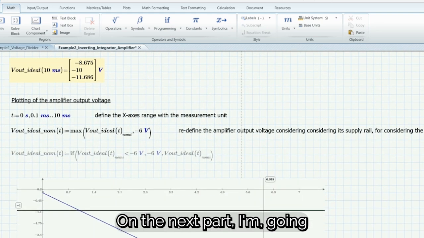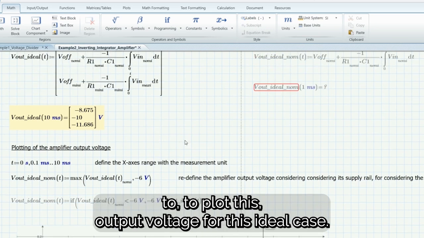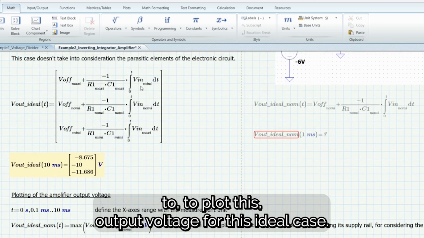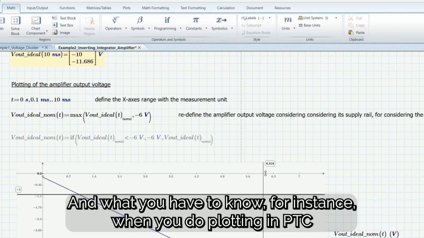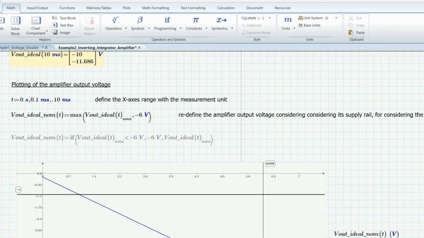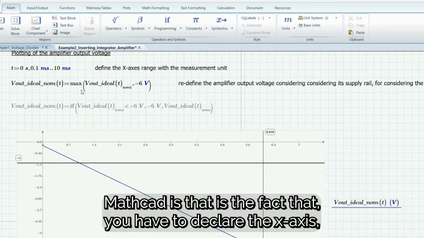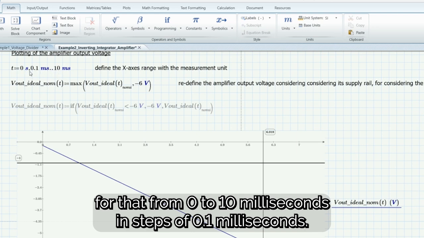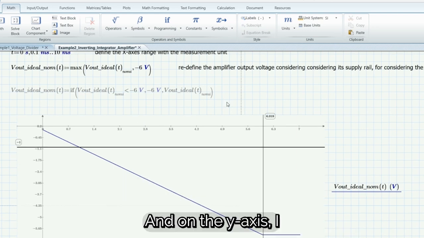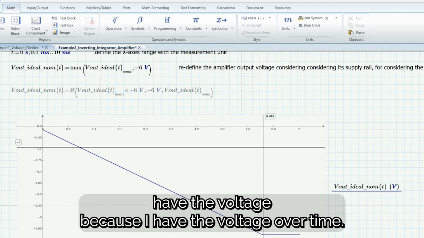In the next part, I'm going to plot this output voltage for this ideal case. What you have to know when you do plotting in PTC Mathcad is that you have to declare the x-axis, which in my case is time, and I declare the range from 0 to 10 milliseconds in steps of 0.1 milliseconds. And on the y-axis, I have the voltage, because I do a representation of voltage over time.